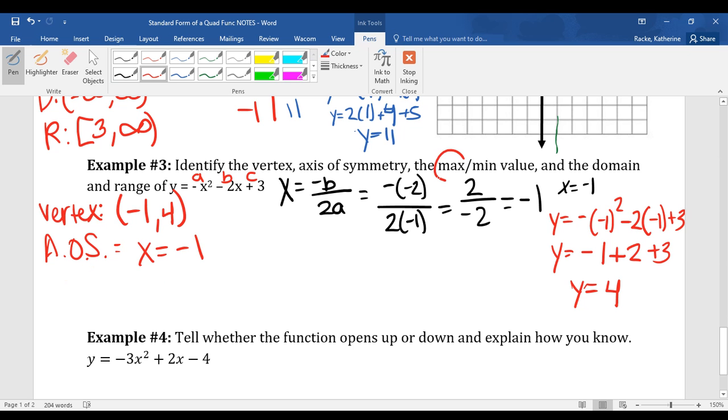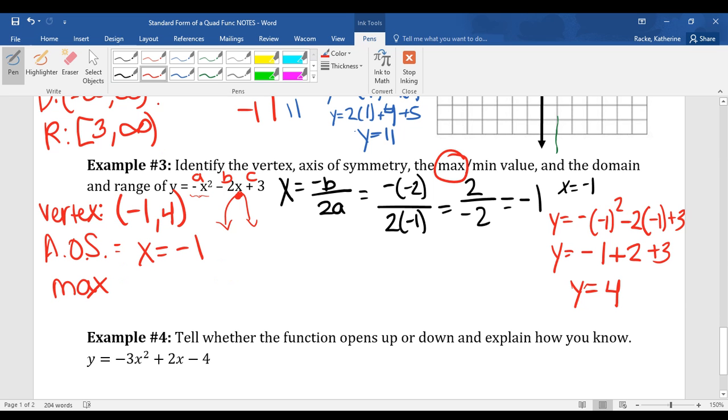Is it a minimum or a maximum? I know that I'm going to have a maximum because it is a negative here. So when our a value is negative, it opens down like this. So our maximum point is going to be right there.